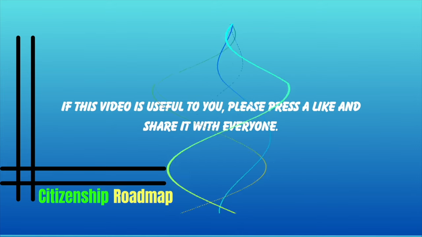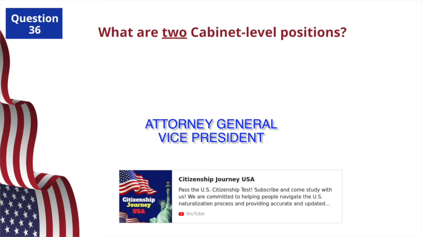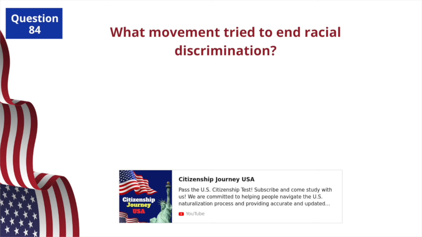Let's get started. What are two cabinet-level positions? Attorney General, Vice President. What movement tried to end racial discrimination? Civil rights movement.